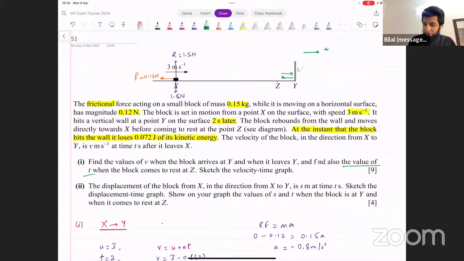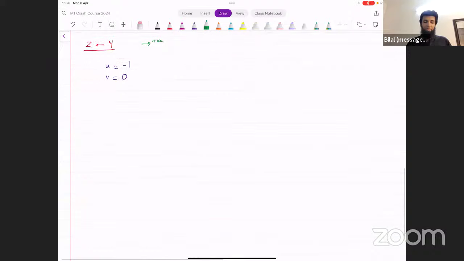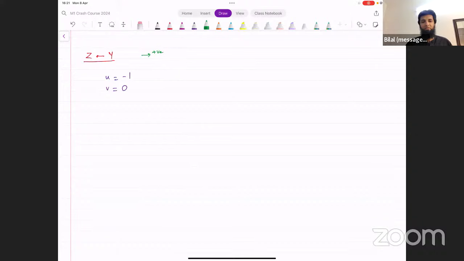This is 1.4 meters per second. On its way back, it's -1 meters per second. At z, it's 0 meters per second. So we know the initial velocity from y to z, that's -1. We know the final velocity, that's 0. What about acceleration? What's the value of acceleration in this case? Any idea about this? What's the value of acceleration?